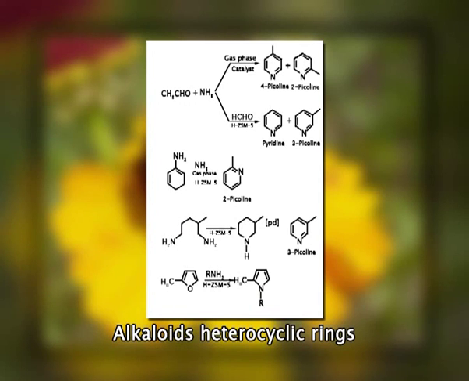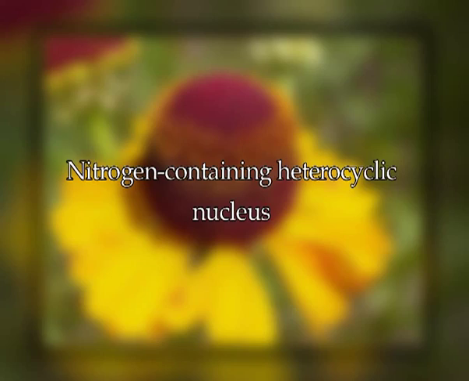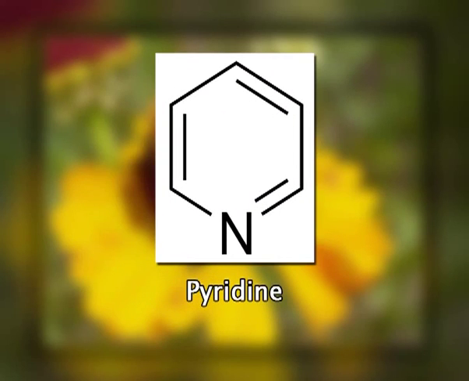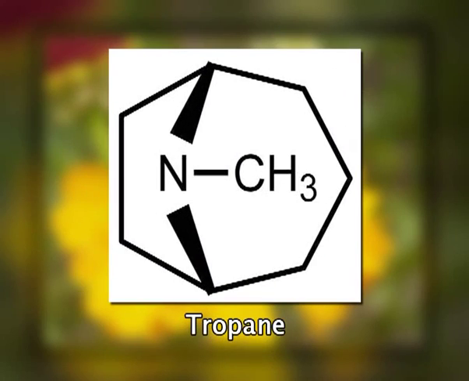Alkaloids are a heterogeneous group of organic nitrogen-containing bases, often with a heterocyclic ring. The true alkaloids have a nitrogen-containing heterocyclic nucleus derived from a biogenetic amine, and they can be related structurally to parent bases such as isoquinoline, pyridine, piperidine, and tropane. They are byproducts of plant metabolism and are synthesized from amino acids and their derivatives. Three main categories of alkaloids are distinguished.